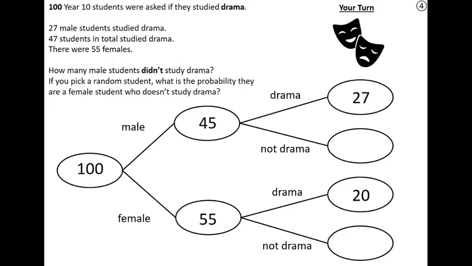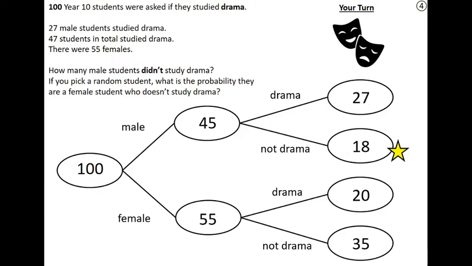And now it's a case of filling out the rest. So to work out this box here, it's going to be 27 add something to make 45. Well, that's 18. And then it's going to be 20 plus something to make 55, which is 35. Right, now, how many male students didn't study drama? We look at male and not drama, so it's going to be 18.